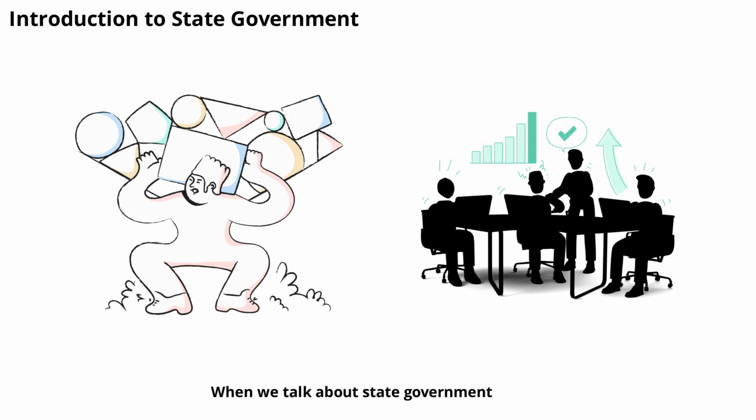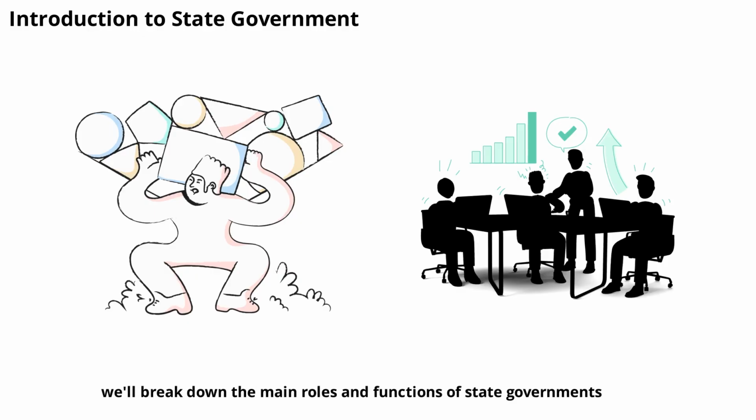When we talk about state government, we're referring to the governing authority of a specific state within a country, such as one of the 50 states in the United States. State governments play a crucial role in the daily lives of citizens, handling responsibilities that are distinct from those of the federal government. They manage a wide range of services, from education and transportation to public safety and health. Understanding what a state government does helps us appreciate how our communities function and why local leadership matters.